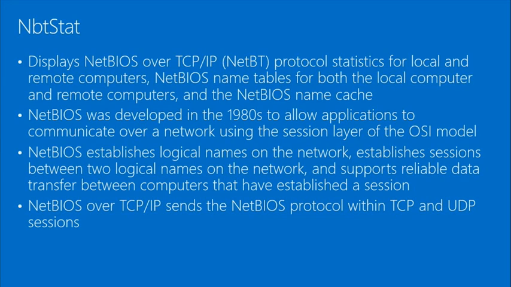NBTstat. This displays NetBIOS over TCP/IP, NetBT, protocol statistics for local and remote computers. NetBIOS is kind of an interesting thing. It was developed in the 80s to allow applications to communicate over a network using the session layer of the OSI model. What does that mean? Basically, NetBIOS allowed computers to have names similar to DNS, but before Microsoft really implemented DNS. This is when Microsoft used NetBEUI as one of their default protocols. NetBIOS was the naming scheme that was used. And NetBIOS tended to only work on local computers. NBTstat displayed this NetBIOS information.